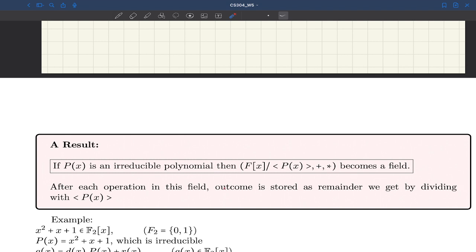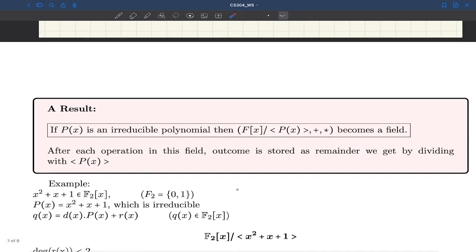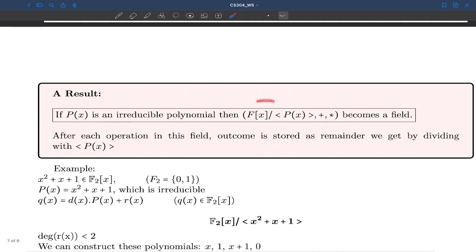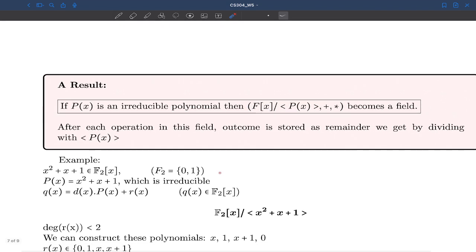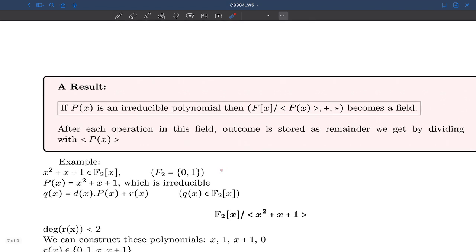So after each operation in this field, the outcome is stored as the remainder that we get by dividing with px. That was the definition of this fx over px. So let's take one example here.